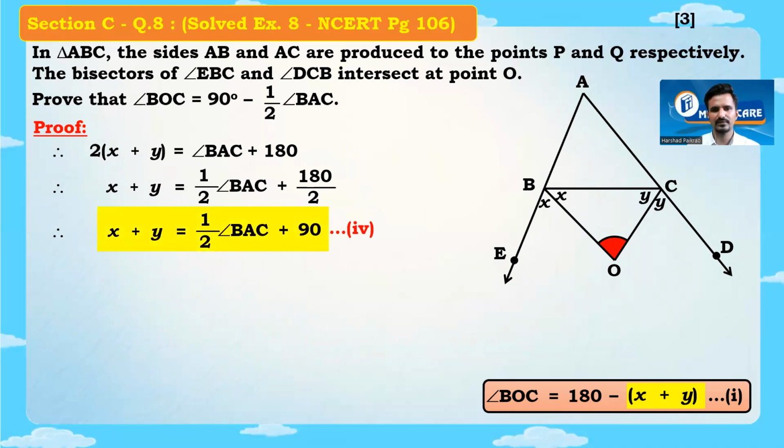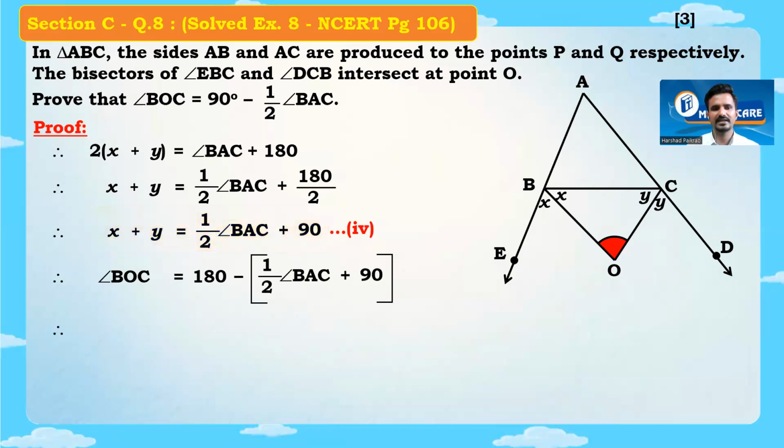And this value of x plus y can now be substituted in equation number 1, because equation number 1 has angle BOC equal to 180 minus bracket x plus y. So let us substitute equation number 4 in equation number 1. So we will get angle BOC equal to 180 minus, in a bracket we should put the value of x plus y. And what is the value of x plus y? It is there in equation 4. So it is half angle BAC plus 90.